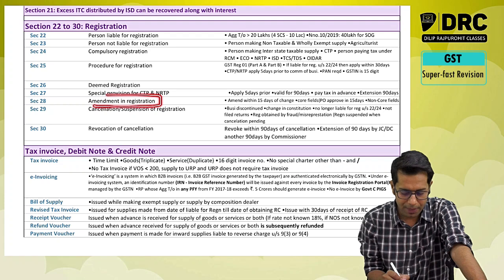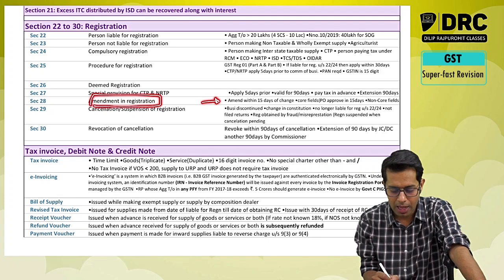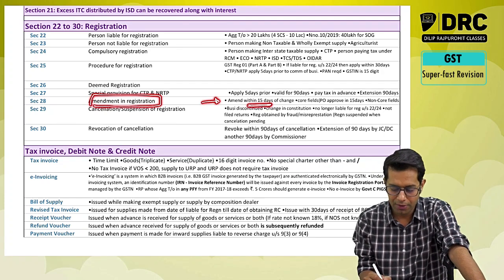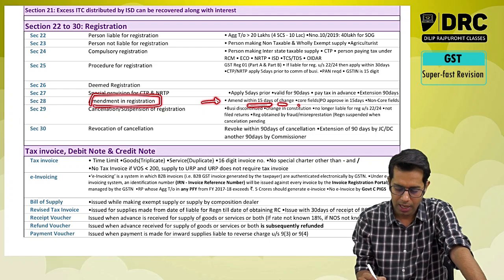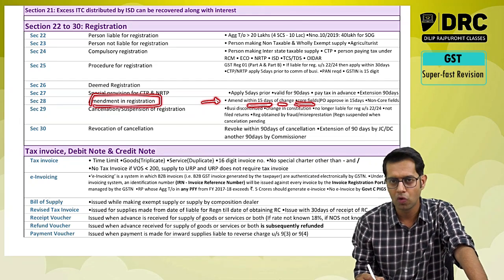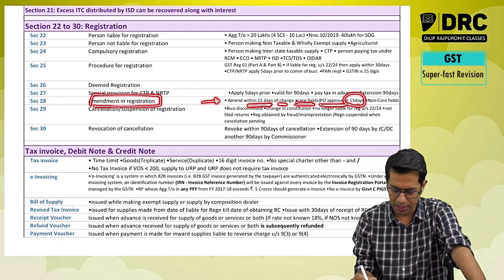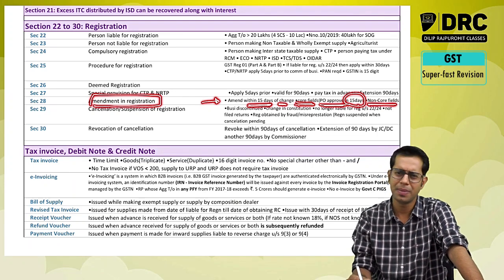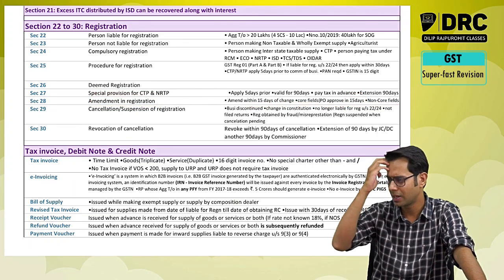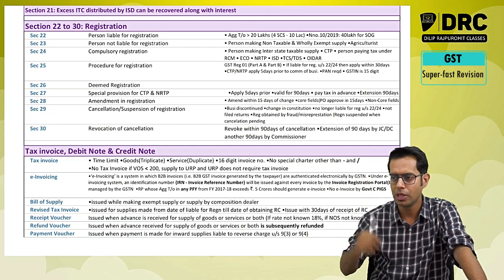If there is any amendment or change in registration, you will have to apply for that amendment within 15 days of the change. If the amendment is with respect to a core field, then the proper officer is going to approve that amendment in 15 days. If it is a non-core field amendment, then no issues. As soon as you make the amendment, it is going to get reflected on the portal.